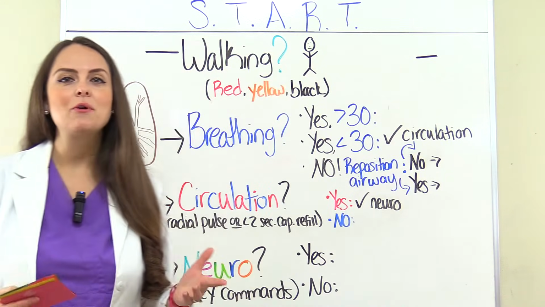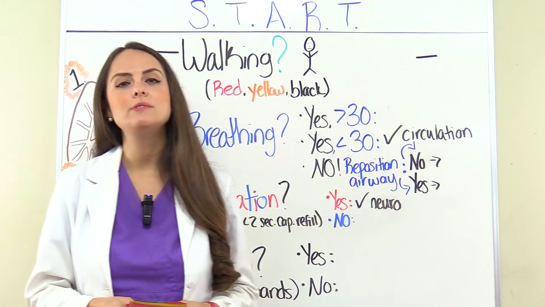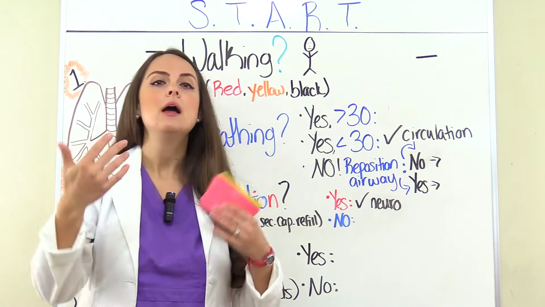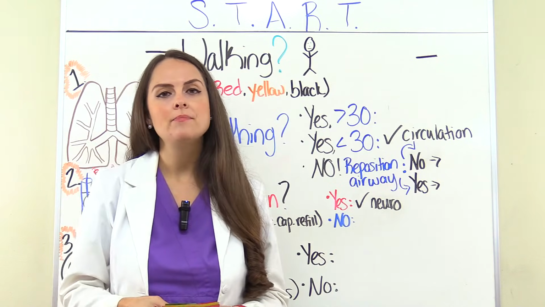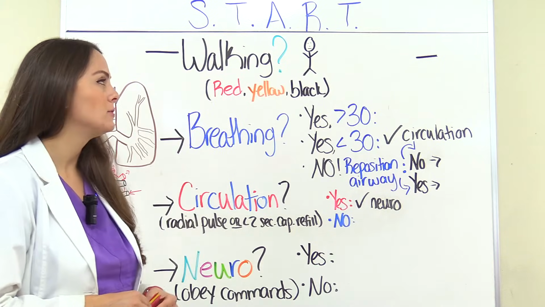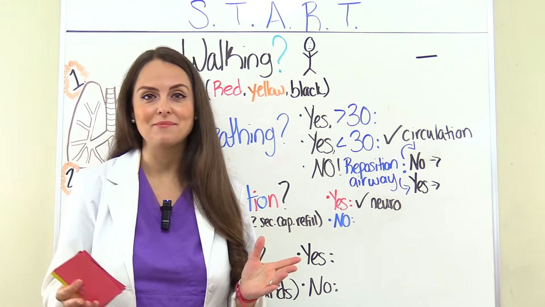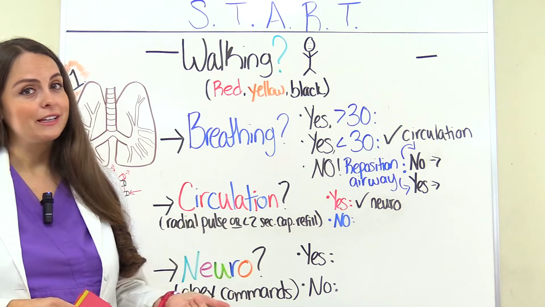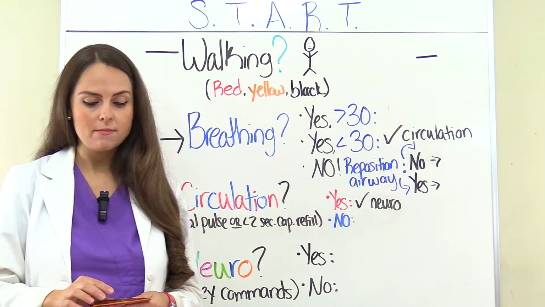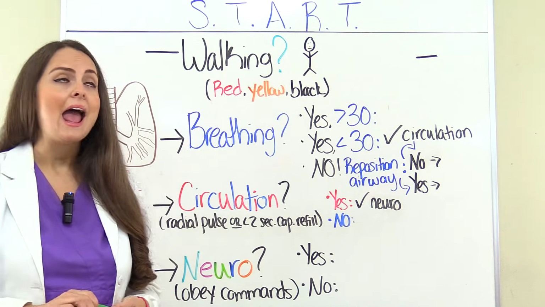The very first thing you want to do is look at that wounded individual and ask yourself, what are they doing? Are they able to get up, move around, walk around, or are they unable to do that? If they are able to walk around, that tells you they're breathing, they have circulation, and their neurostatus, their mental status, is there. So automatically they're going to be tagged green.